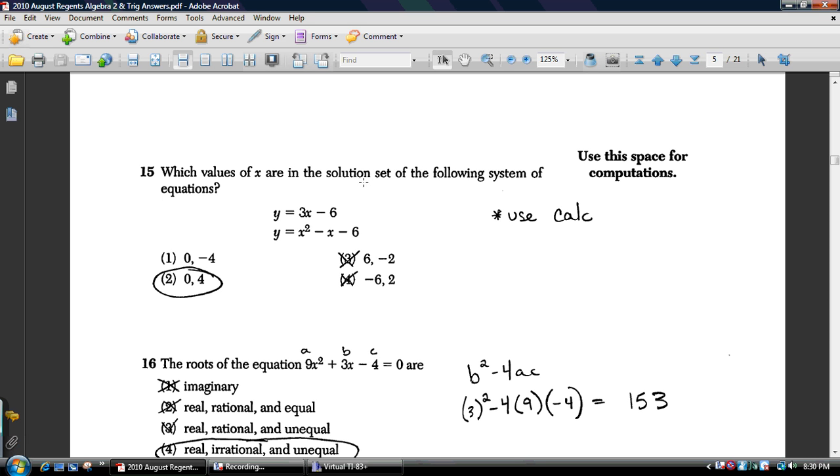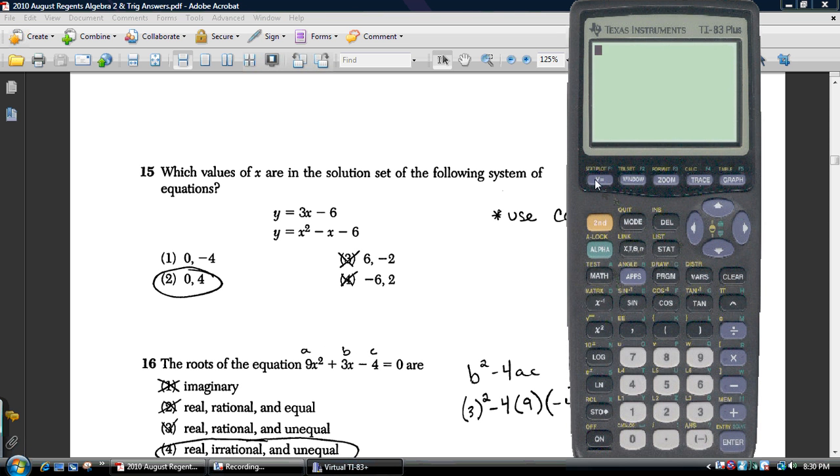What values of x are in the solution set of the following equation? I'm going to be honest, I just used my calculator. What do I mean by using my calculator? I literally typed in 3x minus 6, sorry about that, and x squared minus x minus 6. Hit the graph button, right? Boom, boom. I'm looking for that spot and that spot.